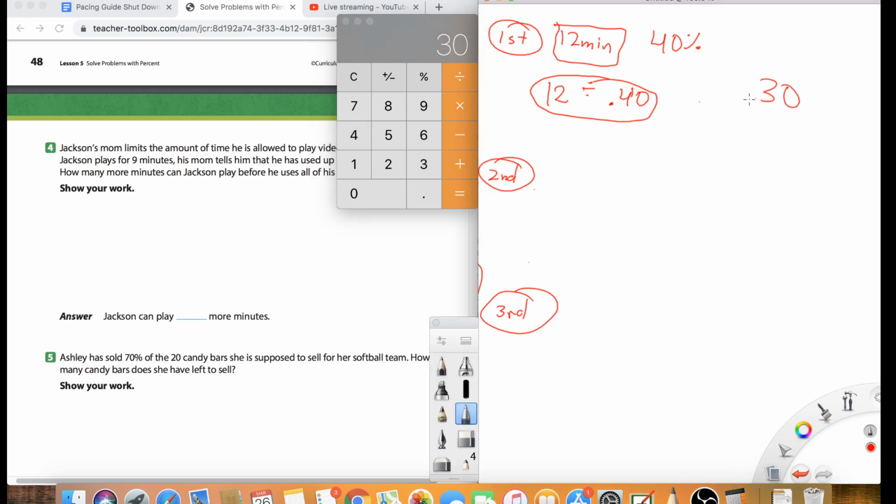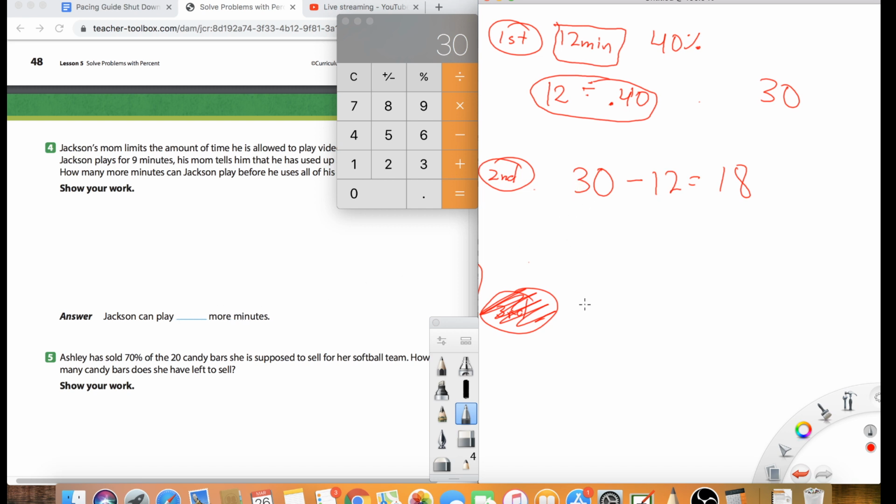That means that this kid that I made up in the story, he has 30 minutes to play, but he already used 12. I guess there's only 2 steps. So what I need to do is I need to take the 30 minutes that this kid has to play a week and subtract the amount he played already. And that gives me how many minutes more he can still play.